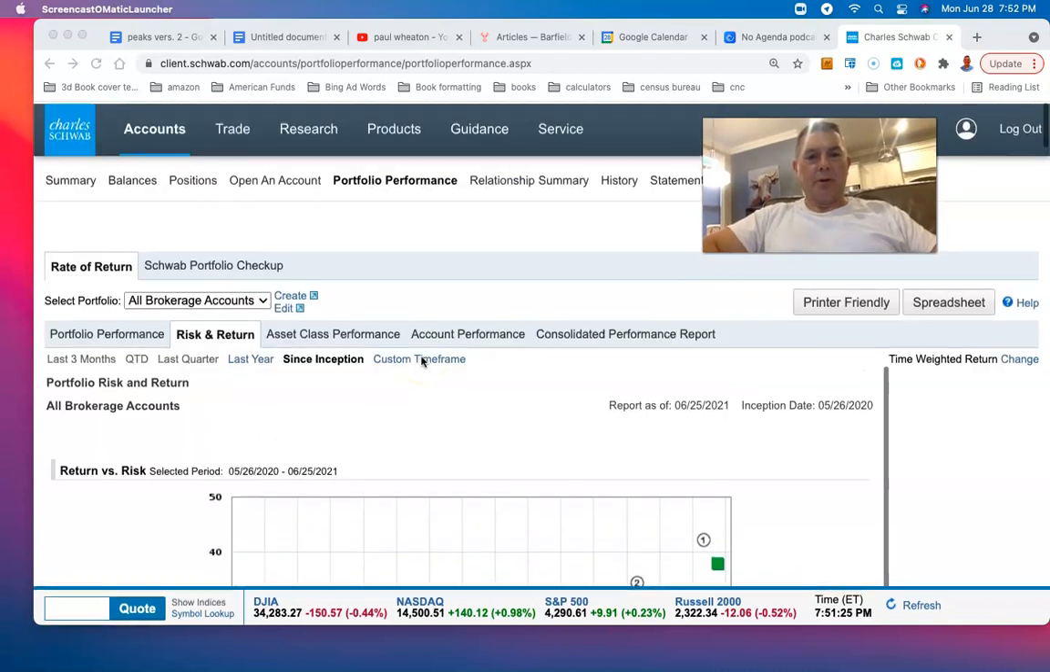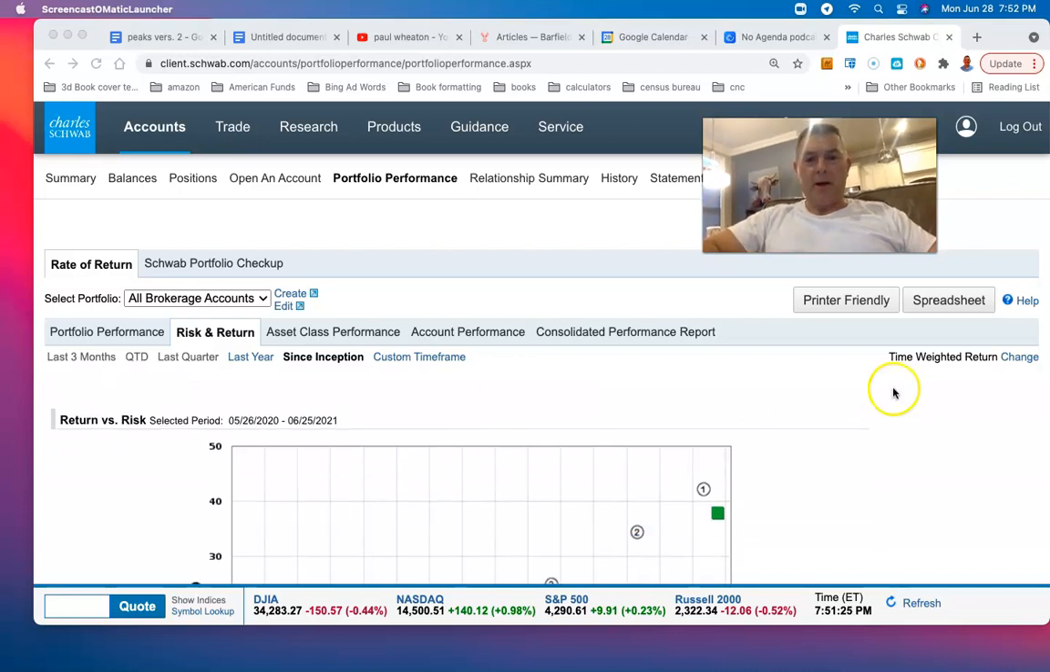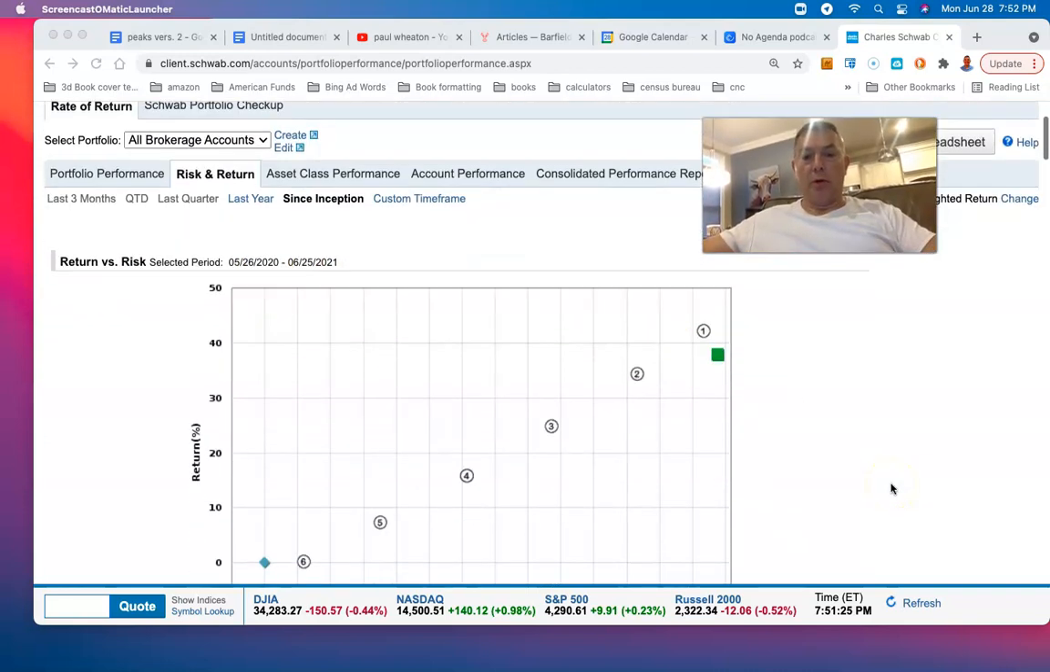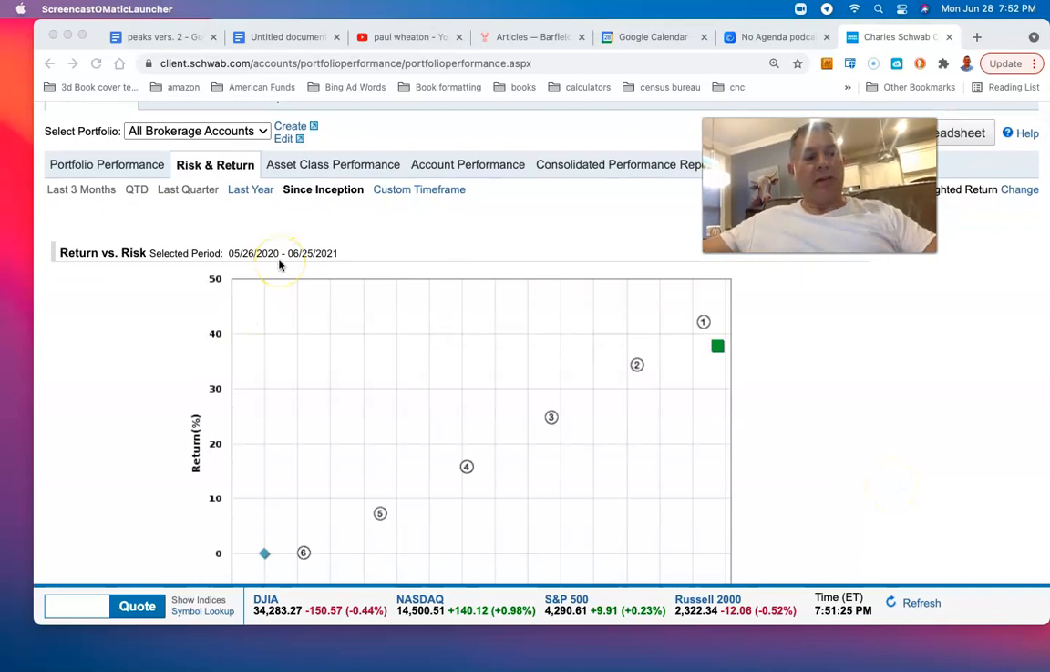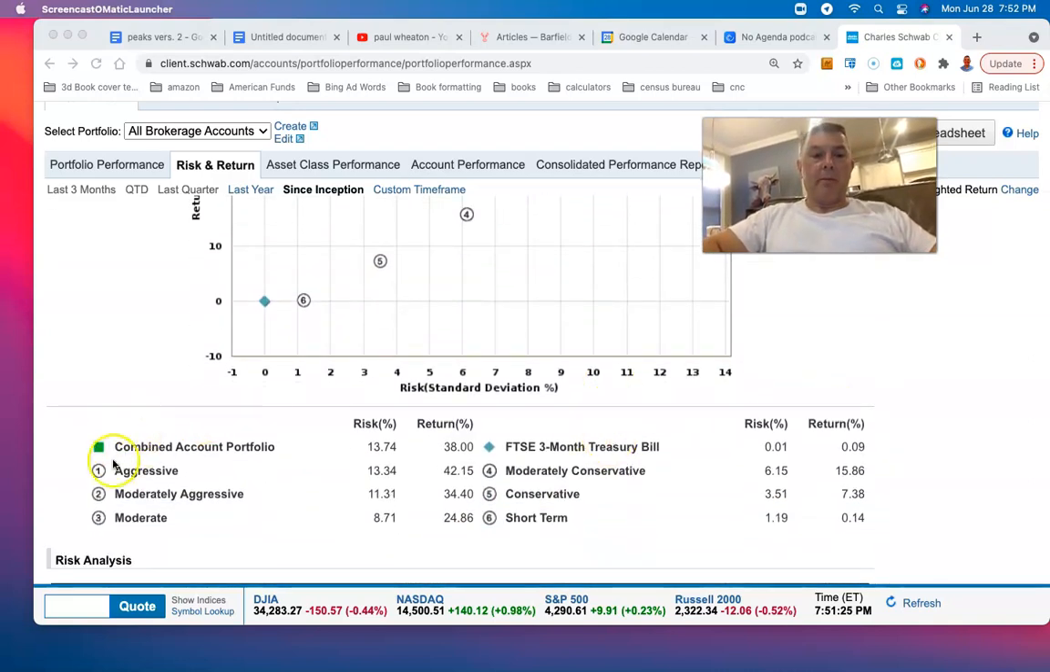So I'm just going to show you the risk reward thing here, risk and return. I've never seen anything like this that you could do on your own. It's freaking awesome. You can see my selected period goes back to June 25th, 2020 to June 25th, 2021, because that's when USAA sold our accounts to Schwab. So my portfolio at Schwab started 13 months ago. That's as far back as we can go. And we're going to go down here and see my combined portfolio.